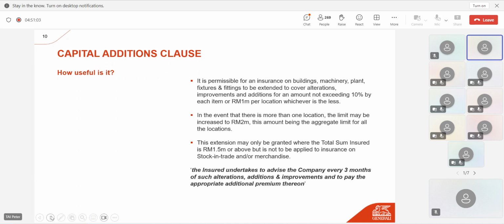Now, however, by adding this capital addition clause onto the policy, the insured, I mean the client, must advise the company every 3 months of such alteration, if there is. Okay, that means if your client were to do alteration, renovation, addition, improvement, they must, after the 3 months, pay the appropriate additional premium thereon.